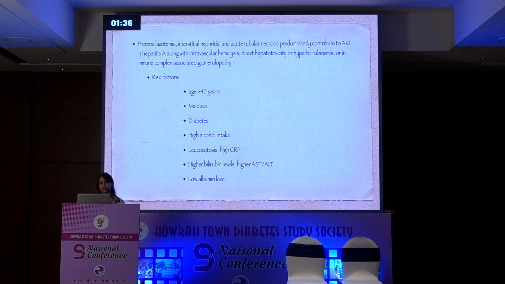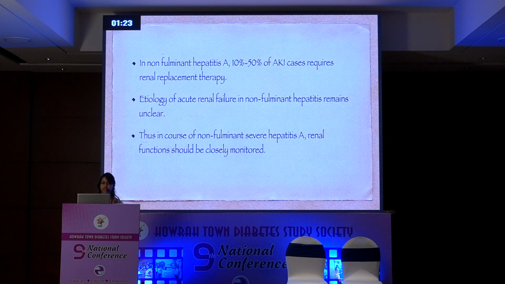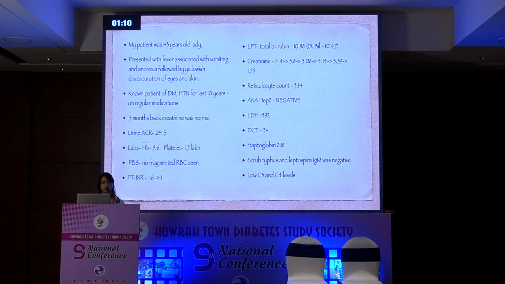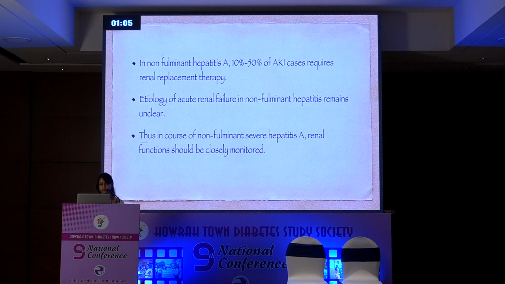These are a few of the risk factors which can lead to AKI in hepatitis A patients, and our patient had a few of them, as she was more than 40 years old, diabetic, and had high bilirubin, AST and ALT levels with low albumin. In non-fulminant hepatitis A, 10 to 50% of AKI cases require renal replacement therapy, and so did our patient. We gave her 3 sessions of hemodialysis, which resolved her creatinine, and by that time it was 1.5, and in the follow-up it normalized to 1.2.